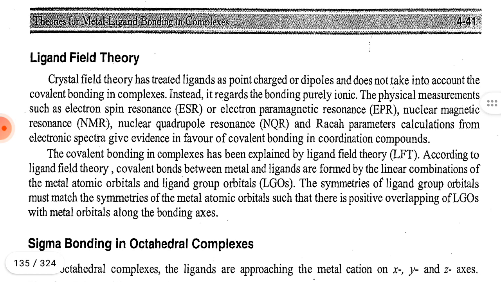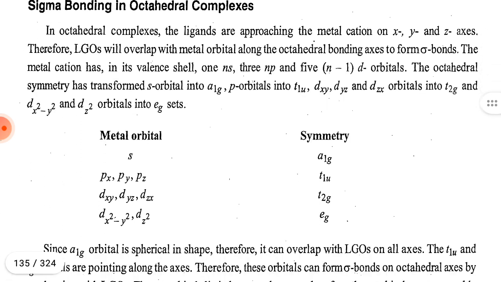According to ligand field theory, covalent bonds between metal and ligand are formed by the linear combination of the metal atomic orbitals and ligand group orbitals (LGOs). The symmetry of the ligand group orbitals must match the symmetry of the metal atomic orbital, such that there is positive overlapping of LGOs with the metal orbital along the bonding axis.